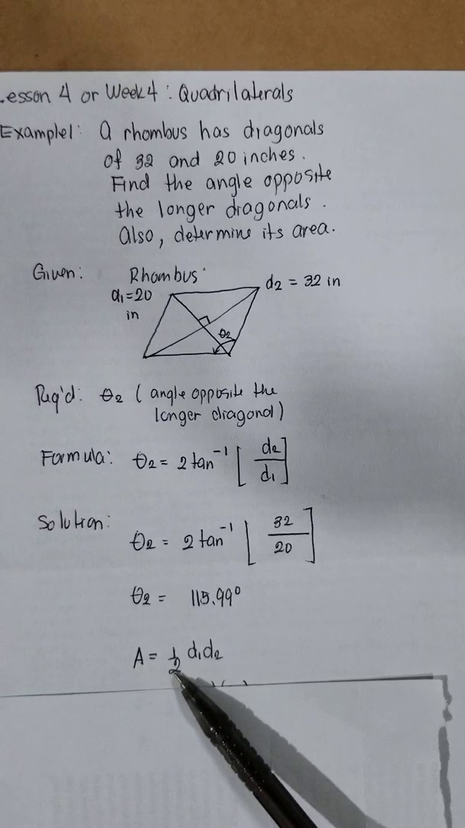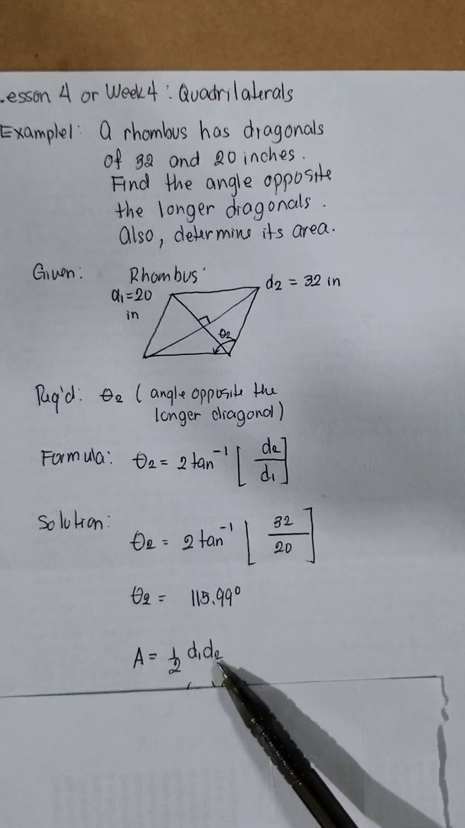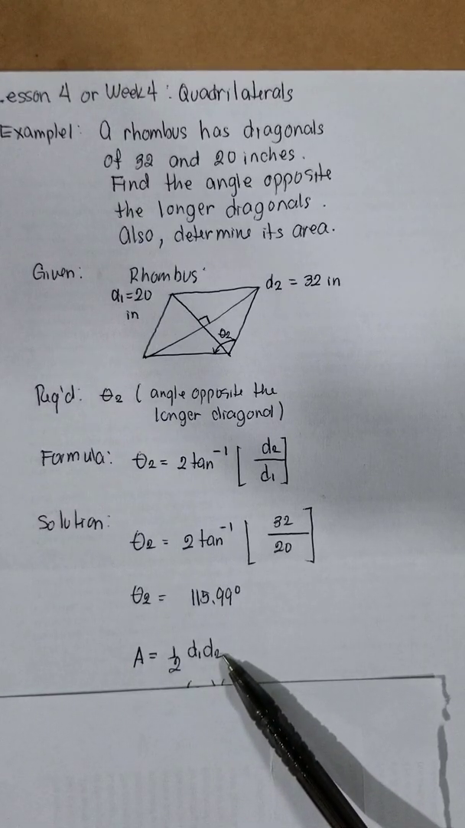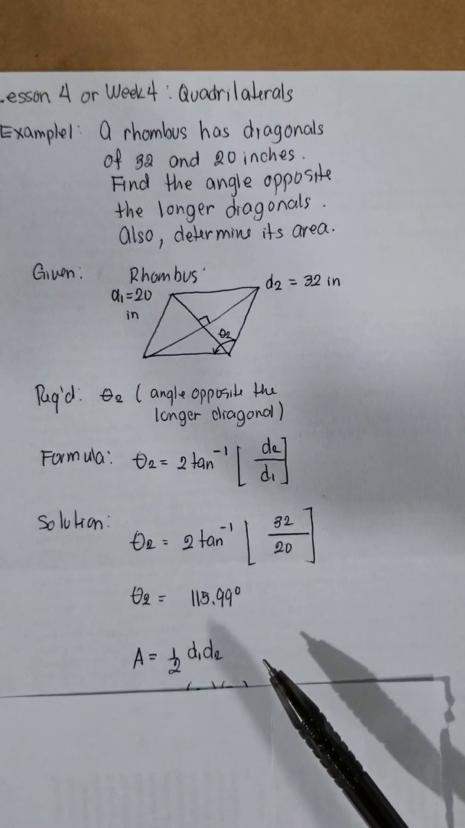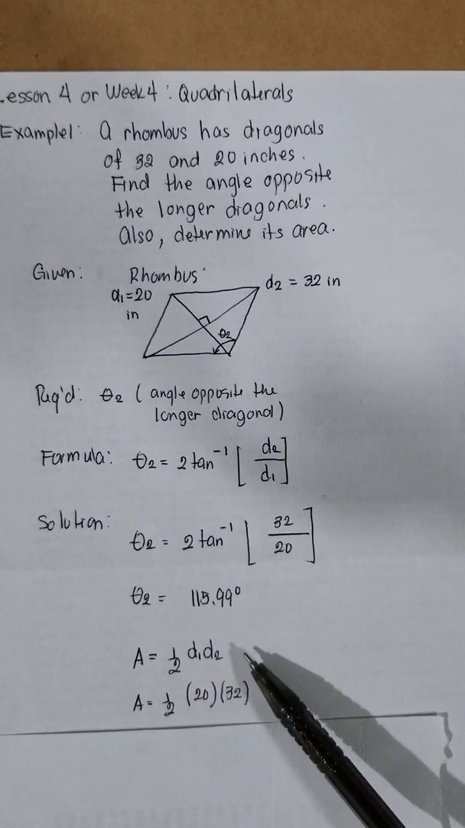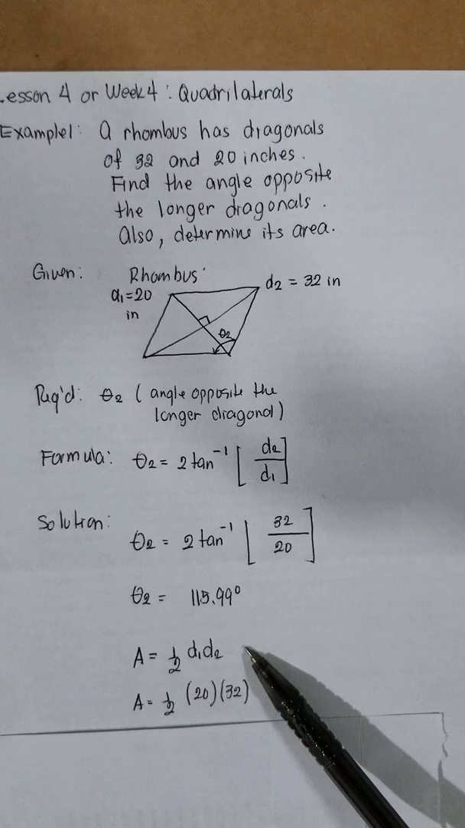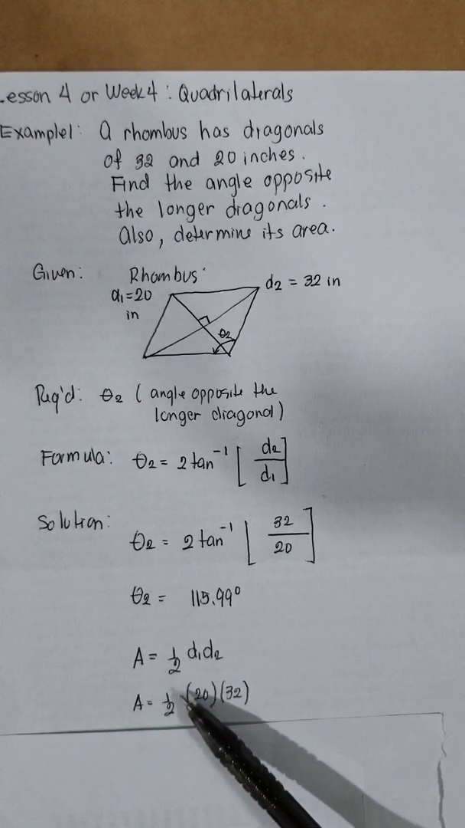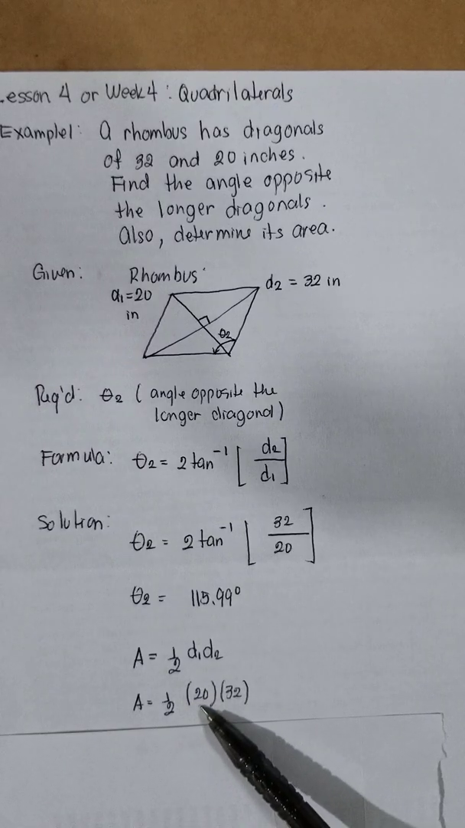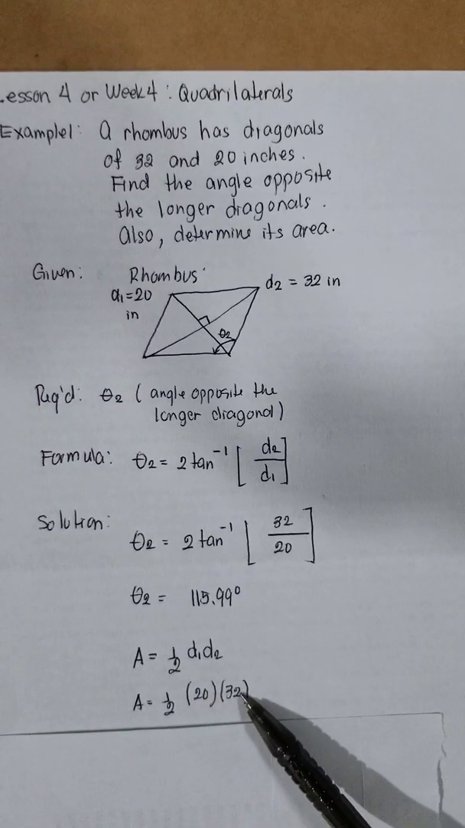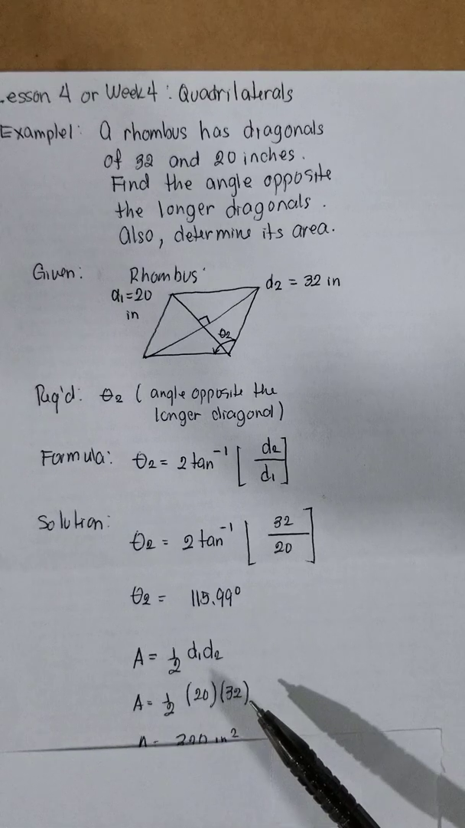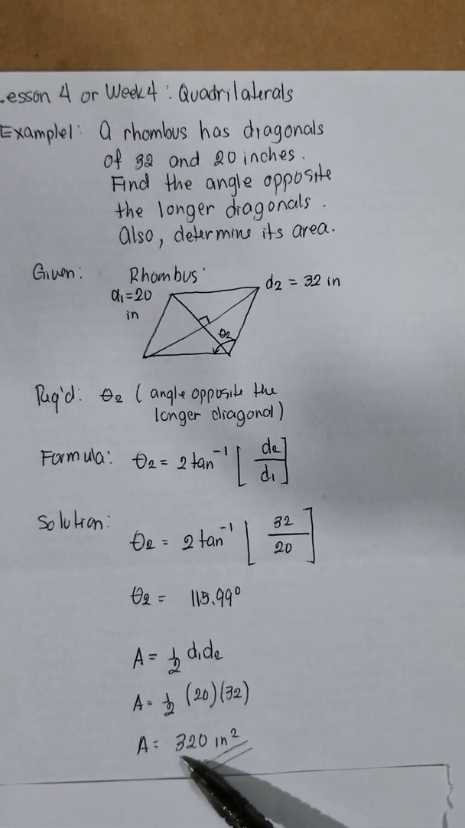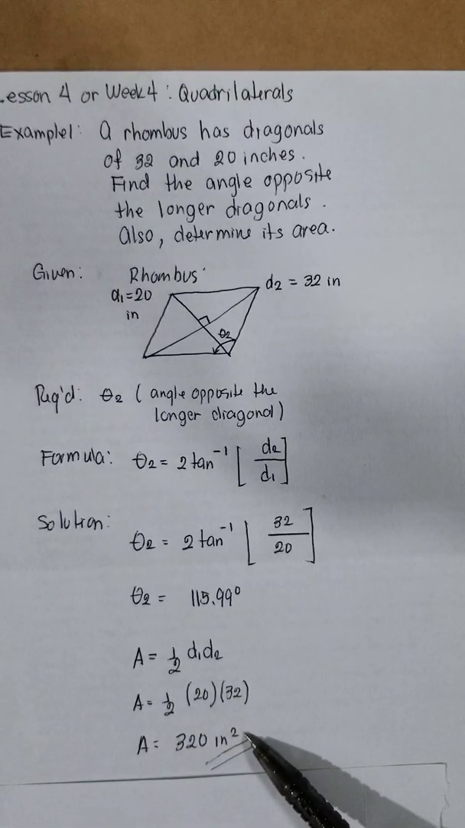Likewise, we can compute for the area of the rhombus. The area of the rhombus is equivalent to 1/2 shorter diagonal and the longer diagonal. Substituting all the given in the equation, we have area is equivalent to 1/2 20 multiplied by 32, thus giving us an area of 320 inch squared.